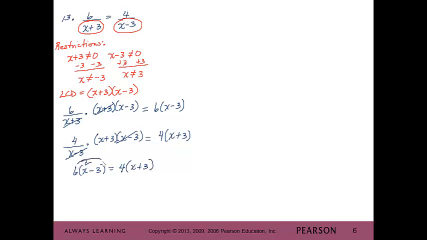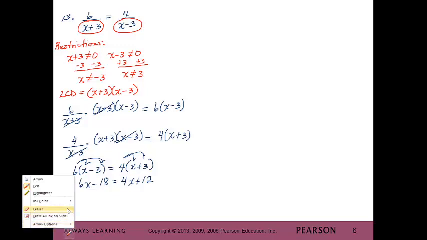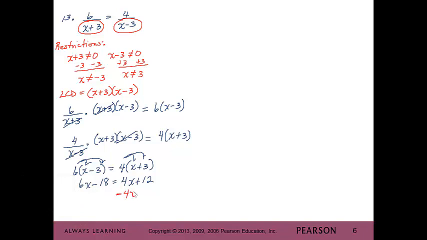Now let's go ahead and distribute the 6 and the 4. And we're going to end up with 6x minus 18 equals 4x plus 12. Let's solve for x. We can subtract 4x on both sides. And we'll get 2x minus 18 equals 12. And then add 18. And we have 2x equals 30. Divide both sides by 2, and we have x equals 15.